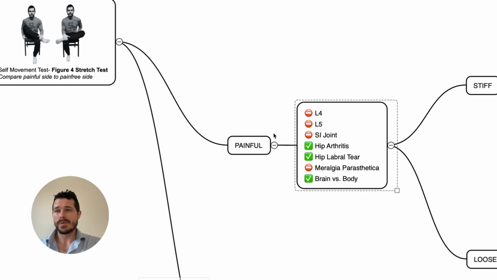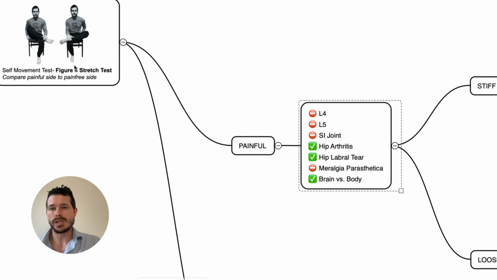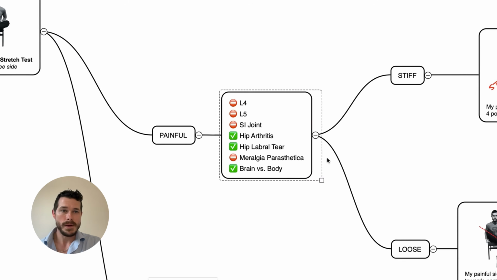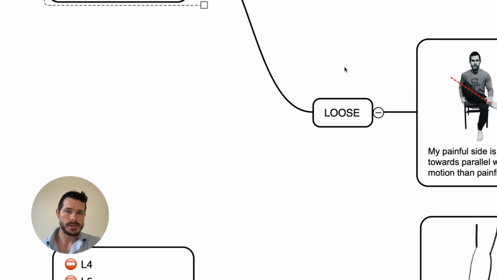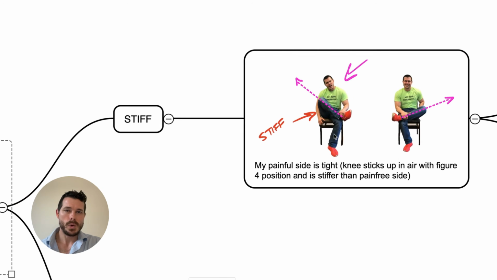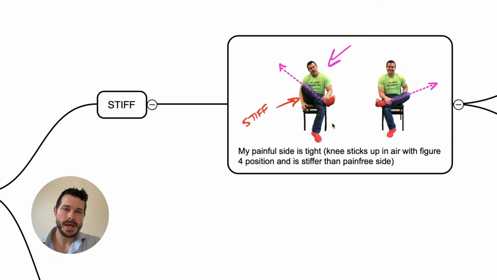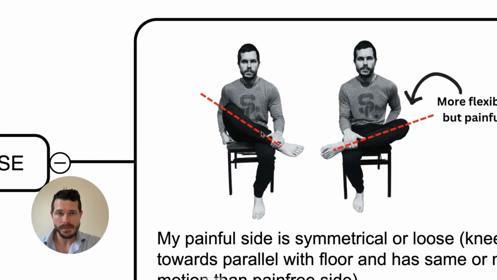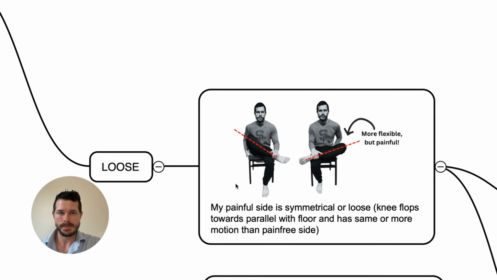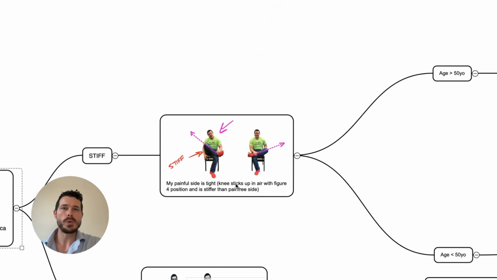Now, when you did it, remember I said, I want you to take note of the range of motion as well as what you feel. So it's painful, but is it stiff or is it loose? So is it stiff, whereby when you do the test, not only is it painful, but the knee on the painful symptomatic side sticks up in the air? Or does the knee on the painful side go further towards the floor? Do you have more motion on the painful side, or is it pretty darn symmetrical? We'll call this loose. They mean different things and point to different issues.